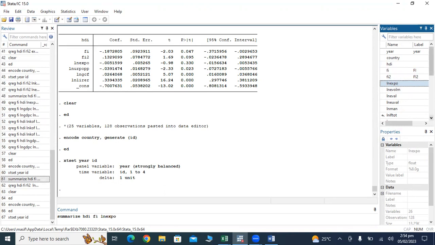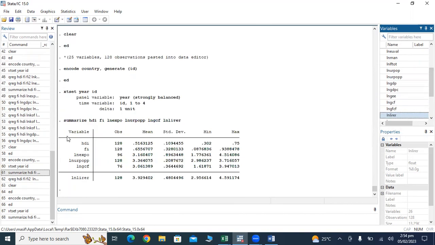Check the right corner here, and then labor force, gross capital formation, and literacy rate. This shows that there are 128 values of HDI, the mean value is 0.51, the standard deviation is 0.10, and then the minimum and maximum values. This is all for all the variables here.